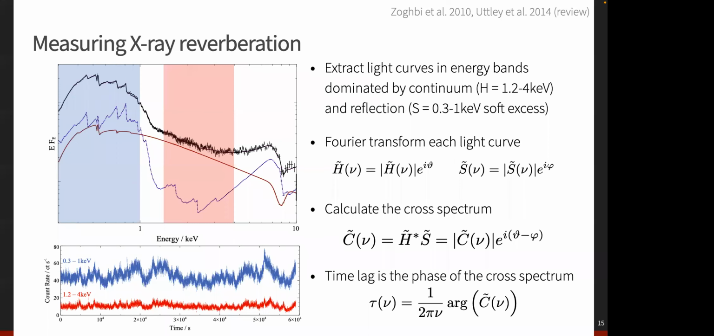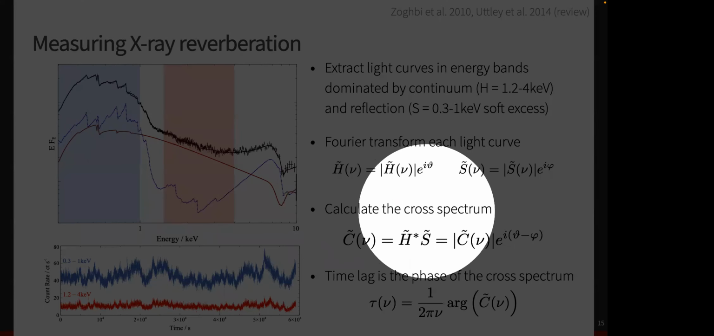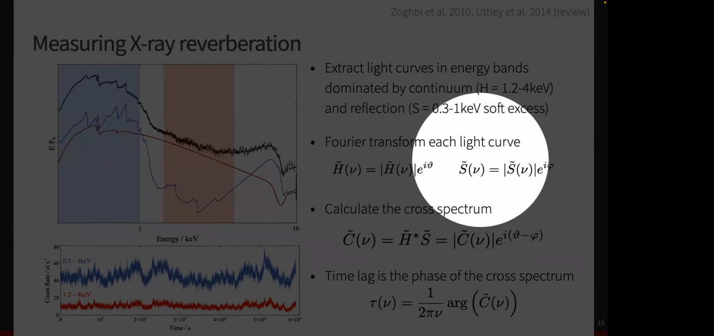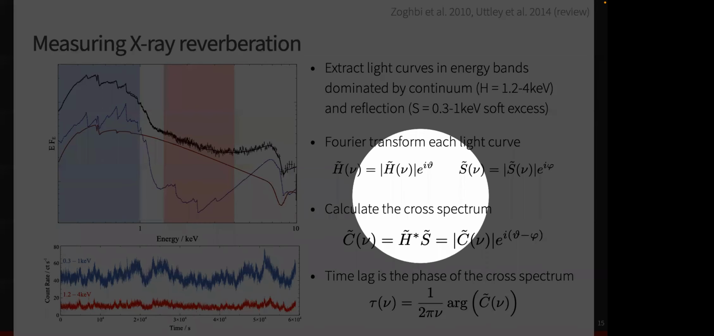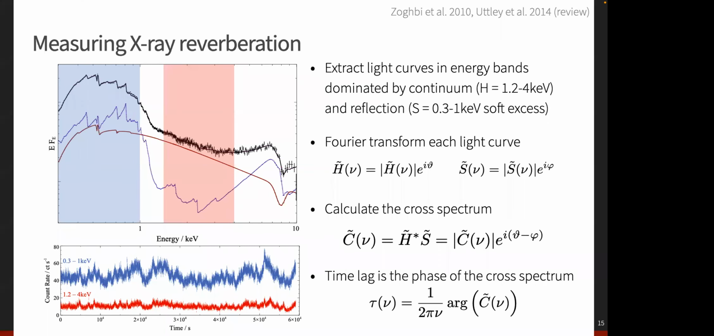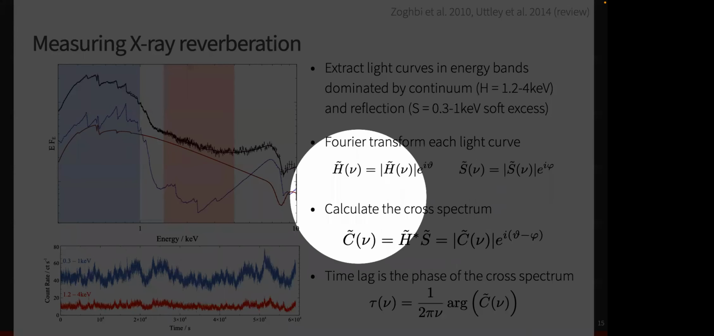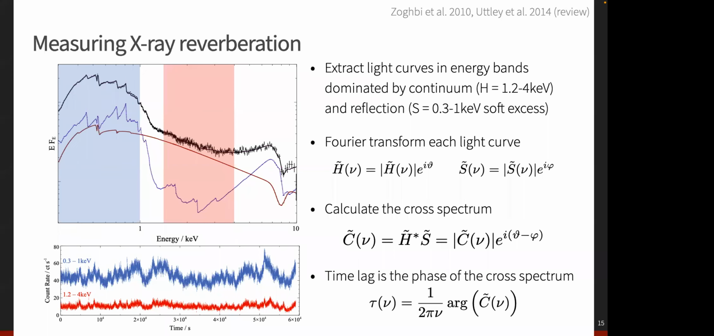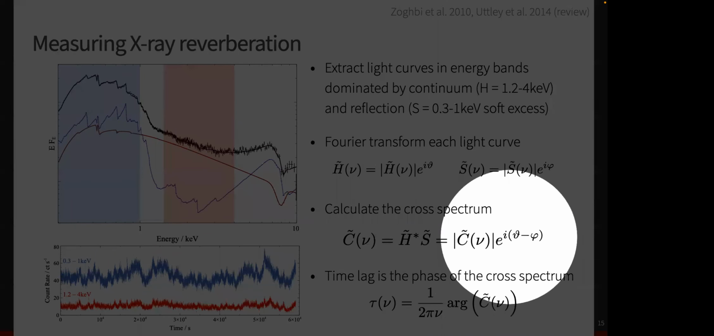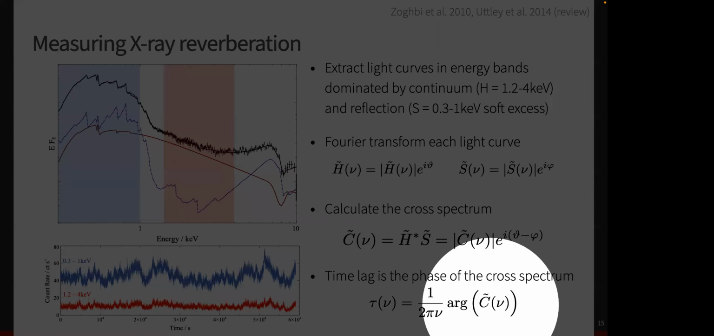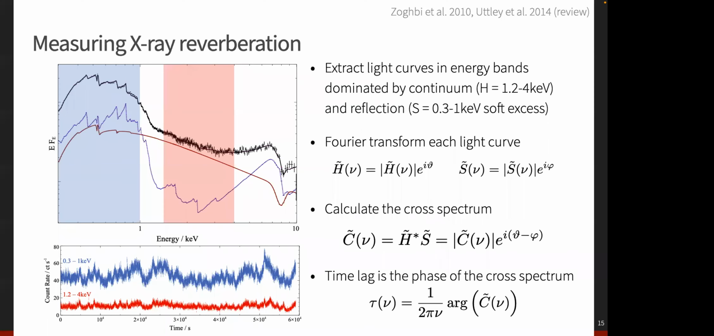So now in our cross spectrum we multiply together the 2 amplitudes. The amplitude is essentially the power spectrum of each of these time series. So the magnitude of the cross spectrum is just the magnitude of H times the magnitude of S. But then the phase of my cross spectrum now has this theta minus phi in it. It is the difference in phase of the 2 light curves. So the phase is expressing the delay between the sine waves in terms of an angle.